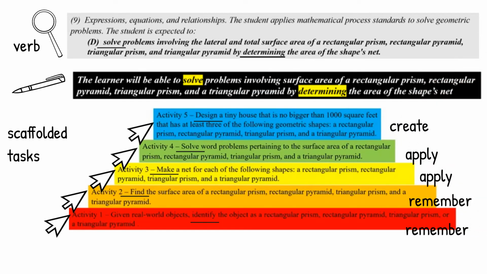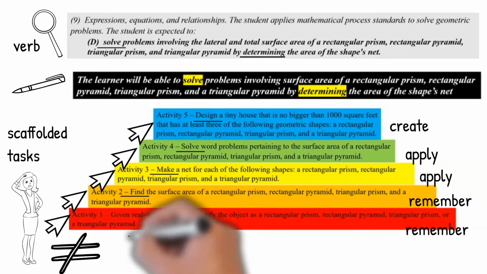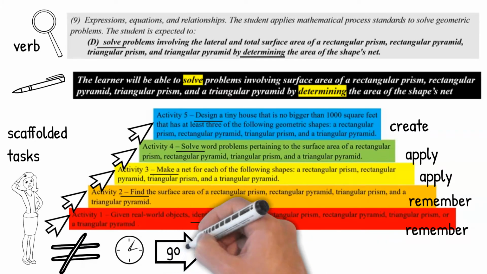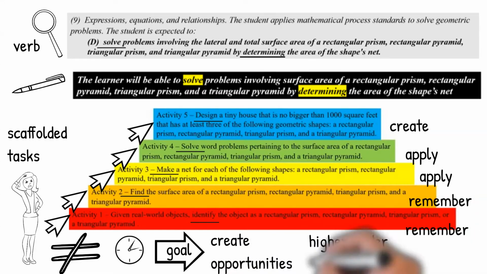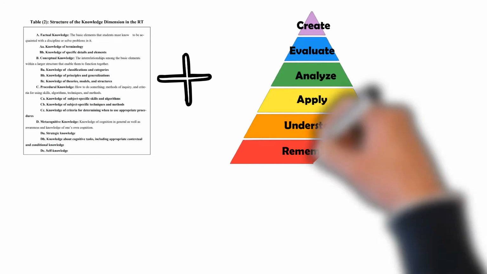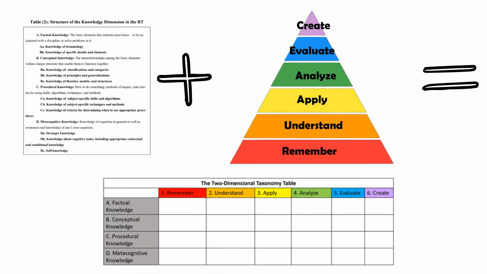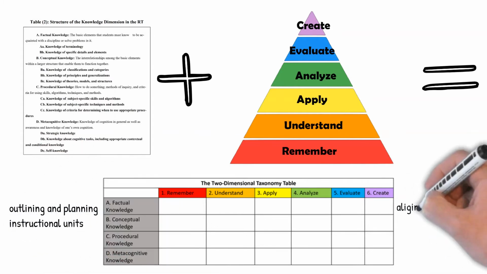As we know, teachers do not always have enough time to teach, so it is not realistic for all the units to contain all 6 levels of Bloom's taxonomy. But the goal is to create as many opportunities for higher order thinking as possible. The 2 dimensions of the revised taxonomy came with the creation of the taxonomy table, which guides teachers in the process of outlining and planning instructional units and aligning assessments to objectives.